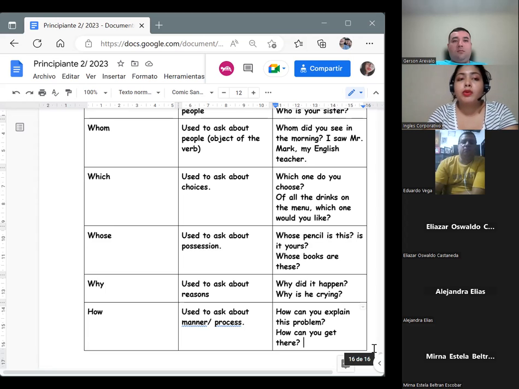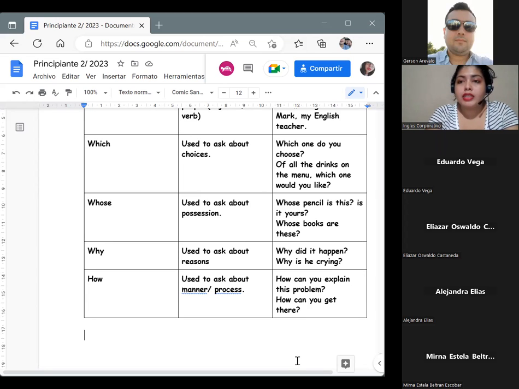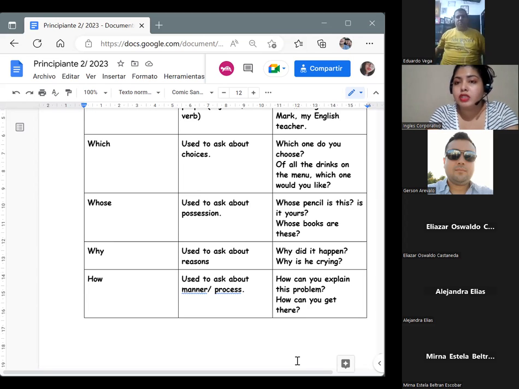But we are just going to work with these 9. Estas 9 son las que vamos a estar trabajando. Because in that case, if we add all the other words, we are going to have a very, very long information. So, the next part is how to create WH questions. ¿Cómo podemos nosotros crear las WH questions? Tenemos 2 formas y ya vamos a ver cuáles son esas 2 formas. Básicamente es agregar o quitar algún elemento en específico de la pregunta.